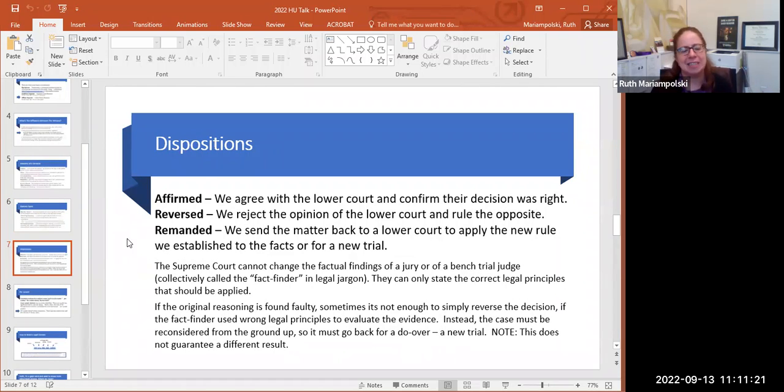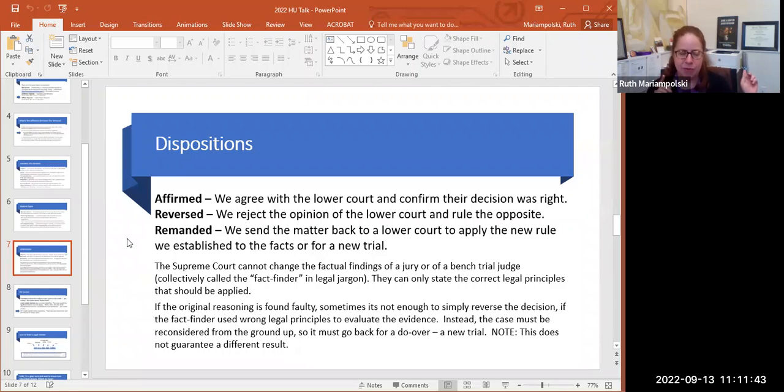Next, we're going to discuss the different kinds of dispositions. Dispositions, as I mentioned earlier, are what the court decided should be done. Okay, the three most common ones you're going to see are affirmed, reversed, and remanded. Affirmed means we agree with the lower court and confirm their decision was correct.